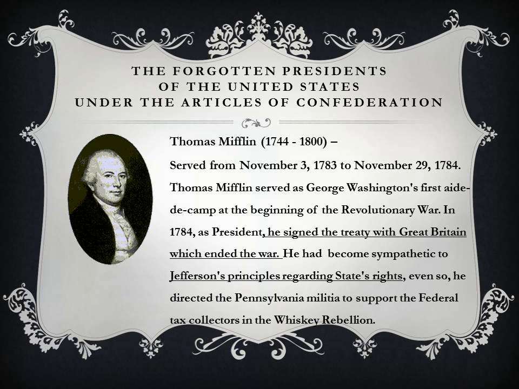He had become sympathetic to Jefferson's principles regarding states' rights, and even so, he directed the Pennsylvania militia to support the federal tax collectors in the Whiskey Rebellion. So he was anti-federalist on most things, but when it came to the Whiskey Rebellion, he was behind the Hamiltonian Federalists.